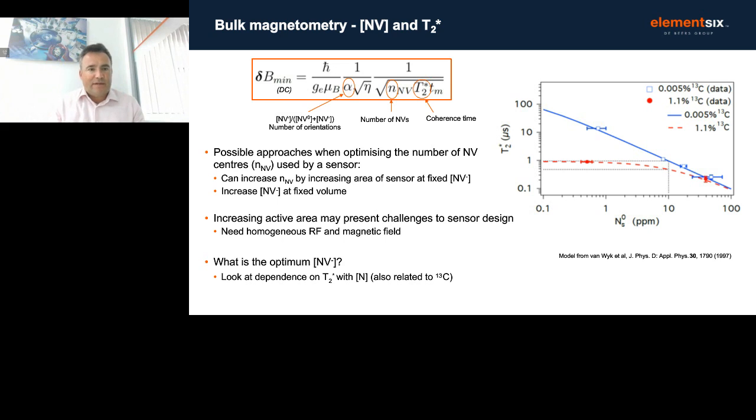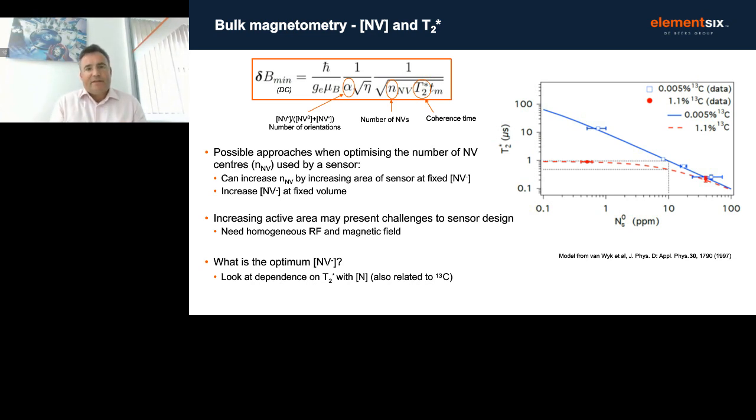That plot naively would say the best sensor is a large block of diamond with a distributed concentration of NVs separated by a long distance. So large, meaning you still have a lot of NVs. The NVs separated, meaning that they don't feel the impact of each other.